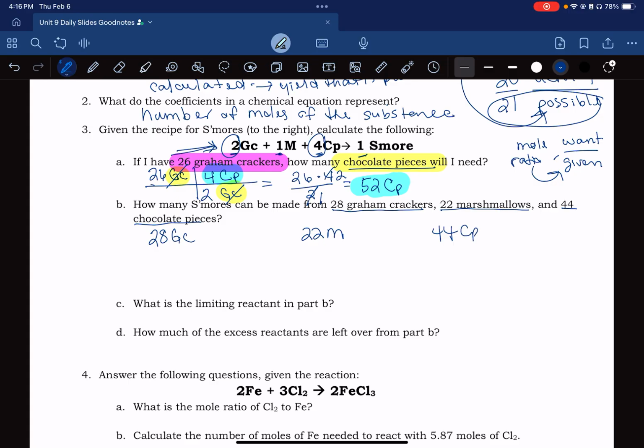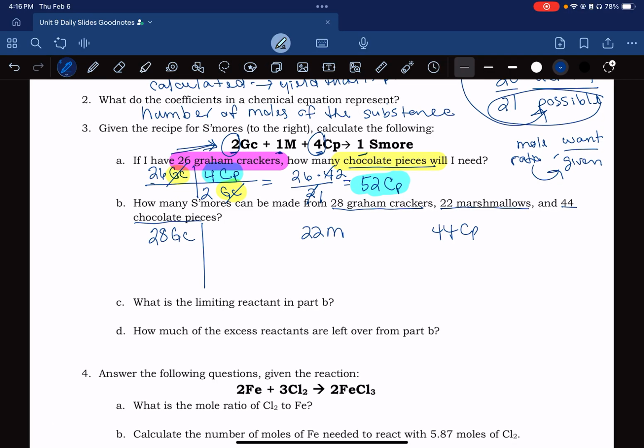Now I just have to put my relationships in here, my mole ratios. Of course, these aren't real moles, but it's conceptually the same thing. We're trying to get to s'mores. S'mores is what we need to end up in, so it's the s'more relationship that we care about.